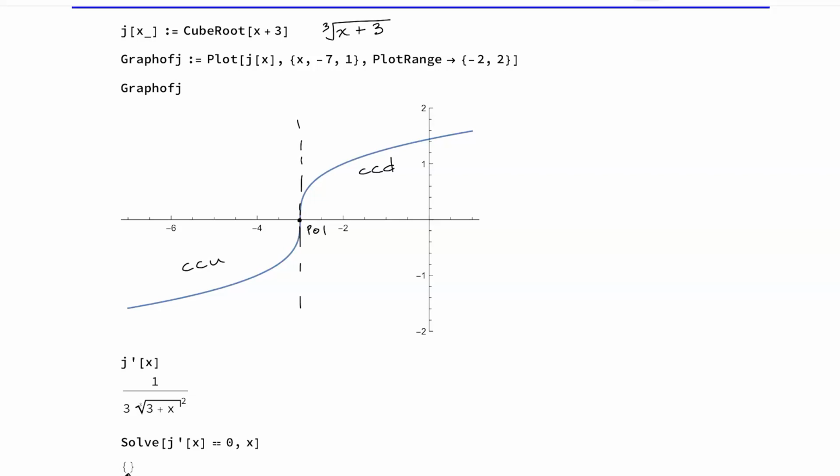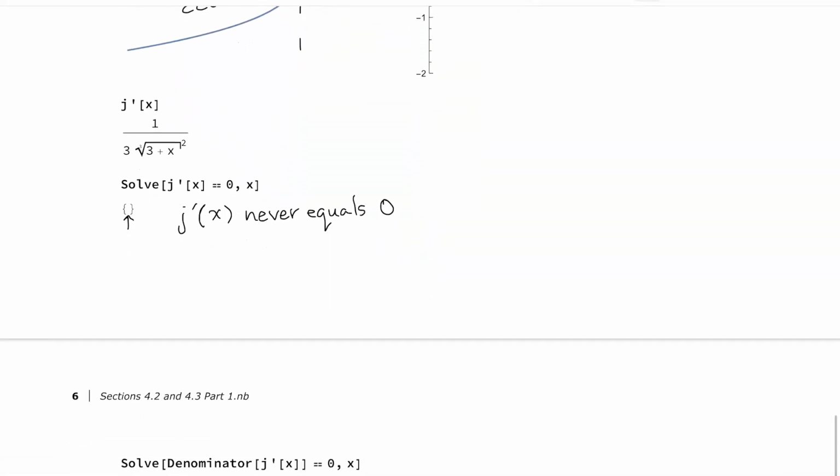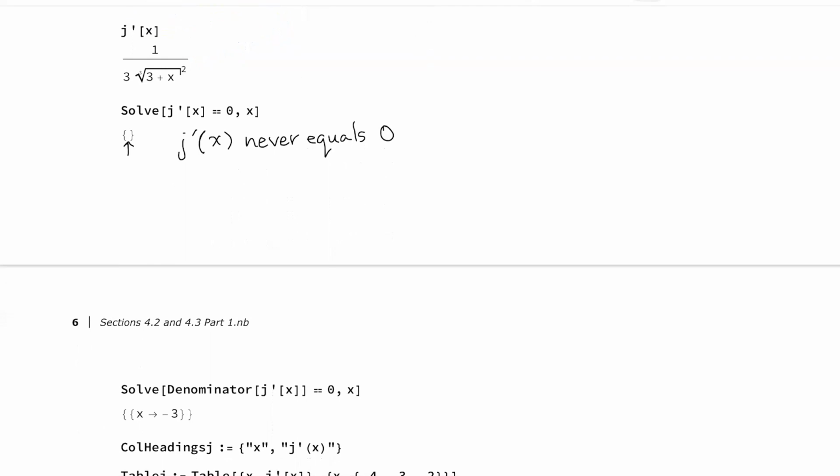As per usual, we start by taking the first derivative of j, and Mathematica understands the prime notation. Notice what happens when I try to set that equal to 0. I get an empty set. Looking back at j prime, that makes sense. J prime is a fraction, and a fraction can only equal 0 when the numerator is 0. Since the numerator is +1, the numerator will never equal 0. So j prime never equals 0.